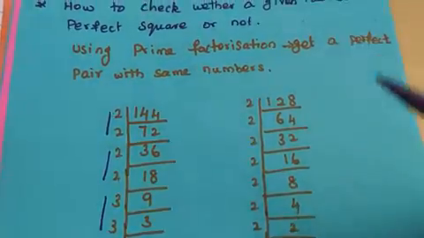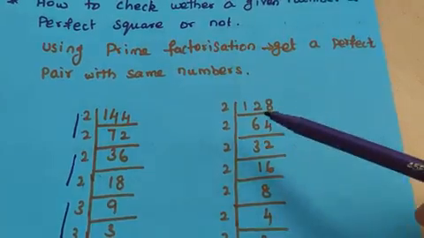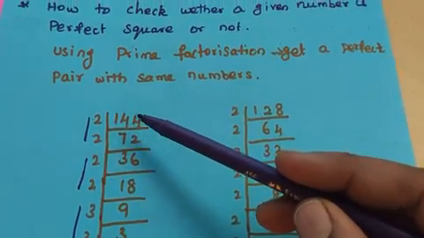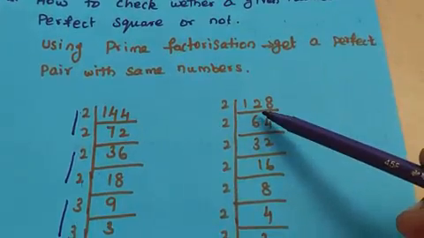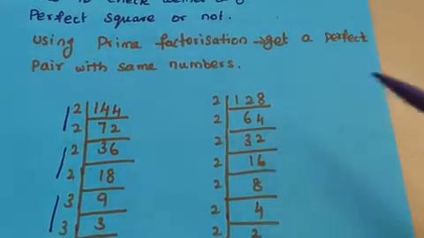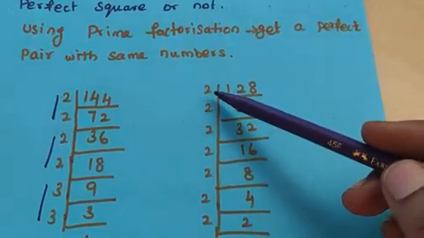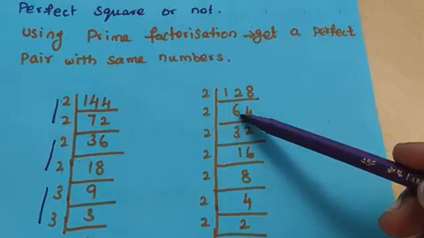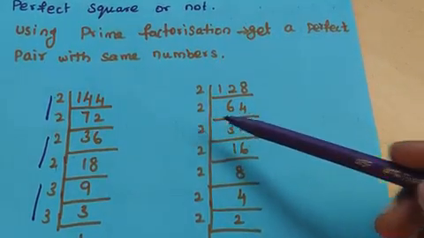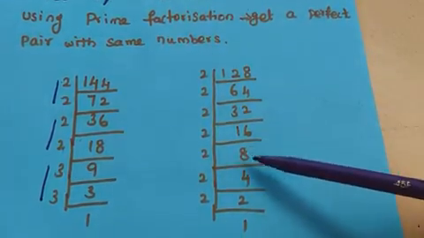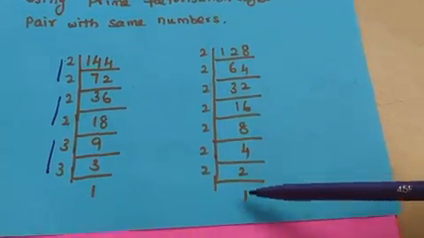If you get like this, then the given number is a perfect square number. But for example, suppose I am taking another number, 128. I have to take prime numbers only for dividing. The smallest prime number is 2. So I divide by 2 and get 64. Again 64 divided by 2 is 32. 32 divided by 2 is 16. So 8, 4, 2, 1.